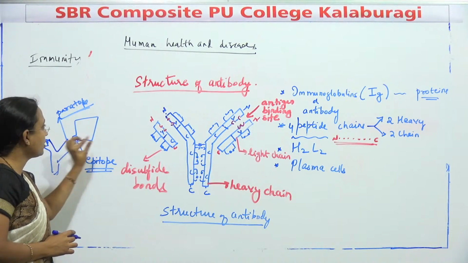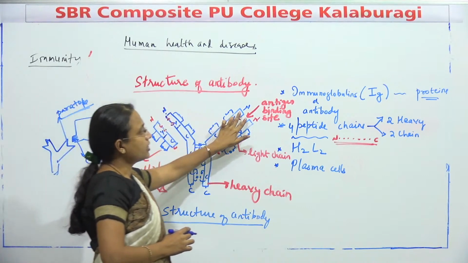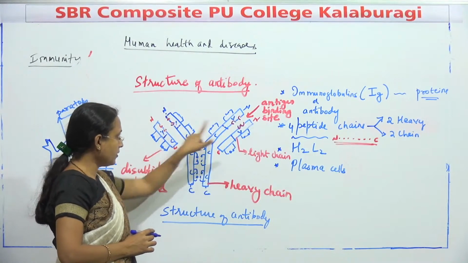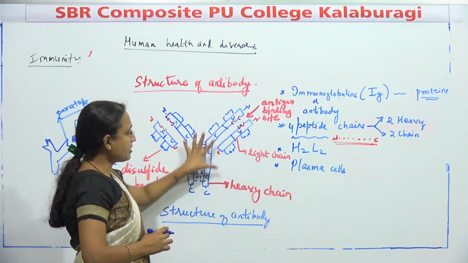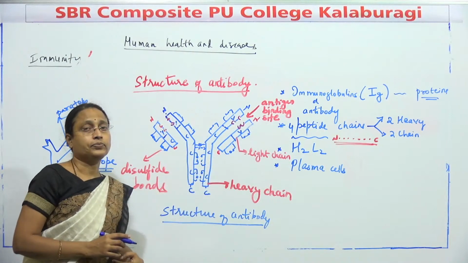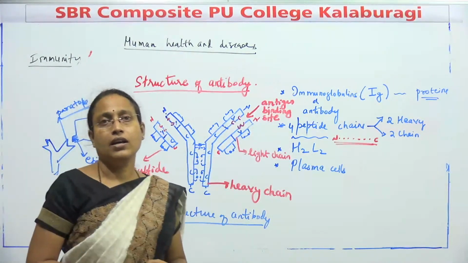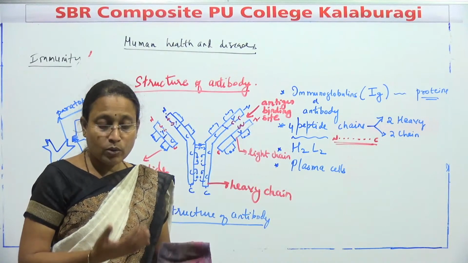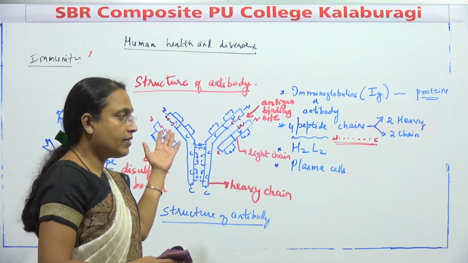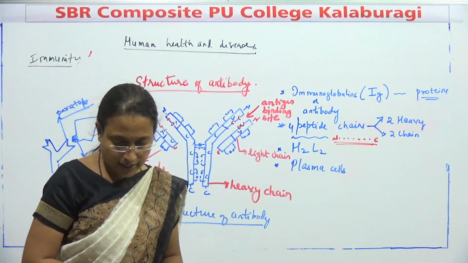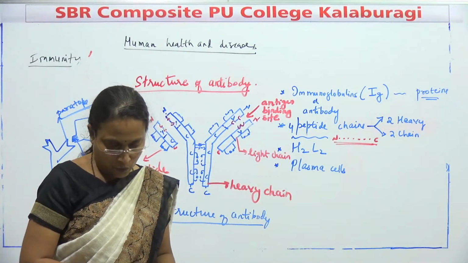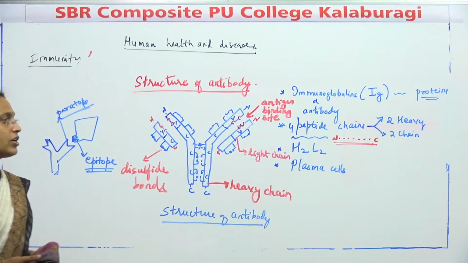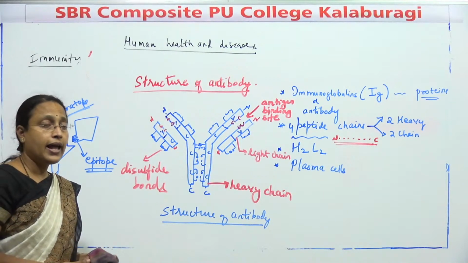A particular portion here, this portion. Here, this portion. And in which region does it fall? The variable region. An antigen binding site will not fall in the constant regions. Where will these antibodies be? In the blood, in the lymph, in the tissues, they keep circulating. So this completes the structure of human antibodies.